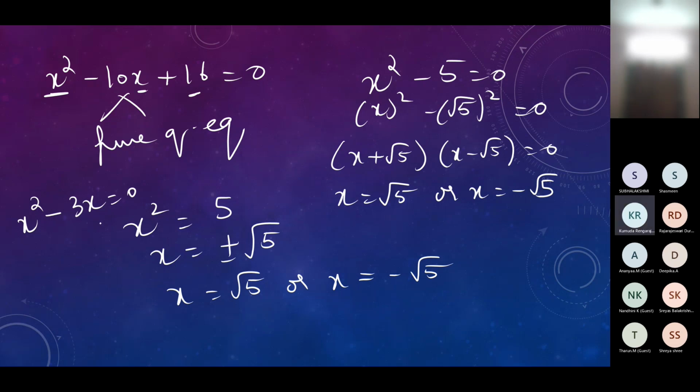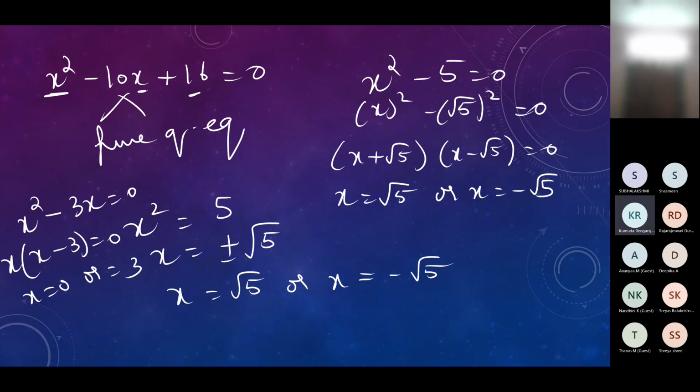So here you'll have to take x common, because you have the x square term and the x term. So take out x common and we'll get x minus 3 is equal to 0. So x is equal to 0 or x is equal to 3. So these are the three different ways you can have a quadratic equation.